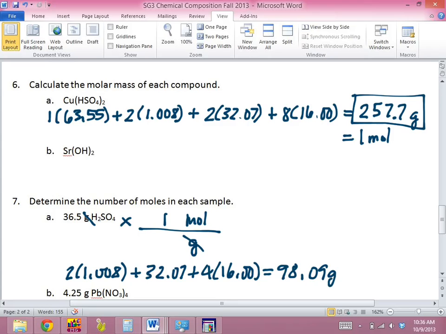98.09 grams equals 1 mole. So 1 mole weighs 98.09 grams. So we take 36.5, divide by 98.09, and that will equal 0.372 moles.